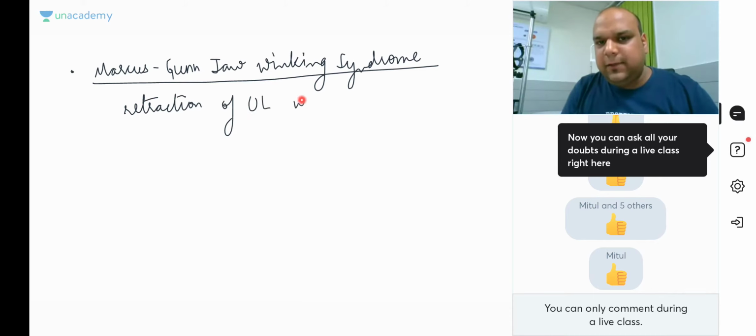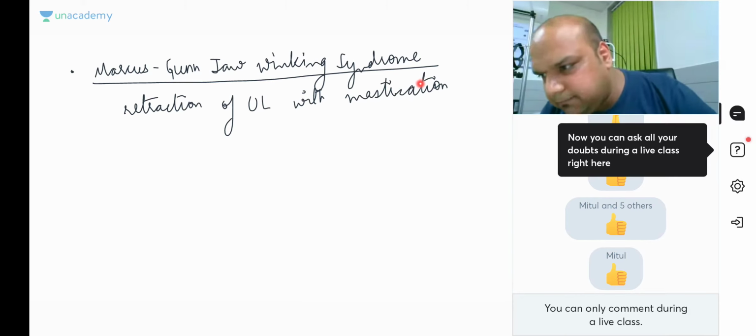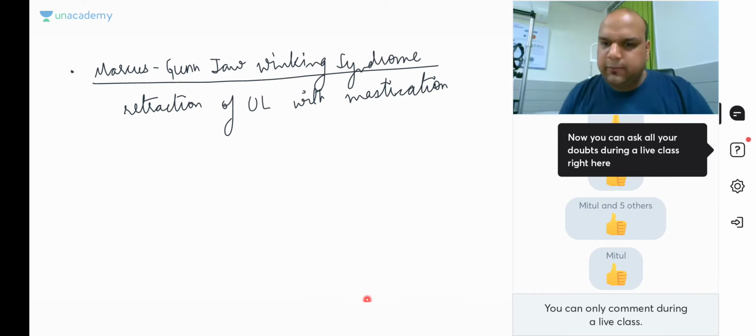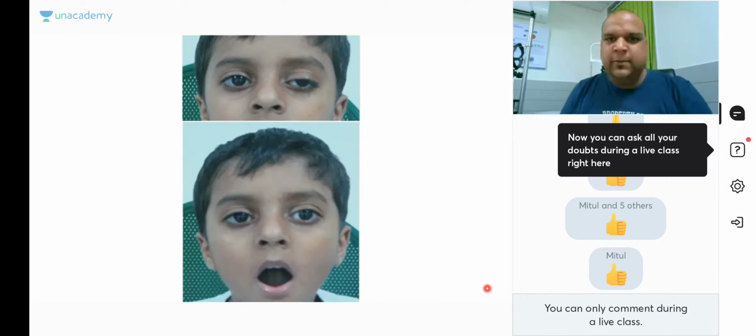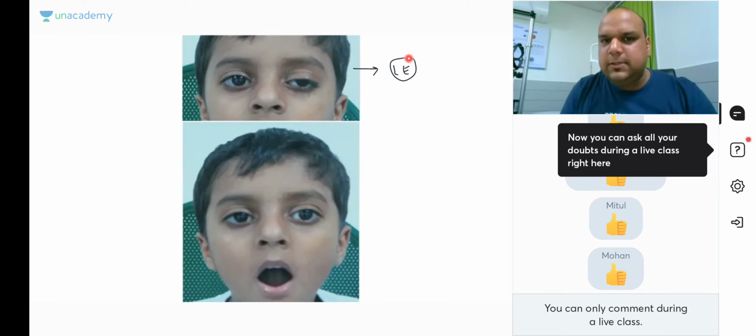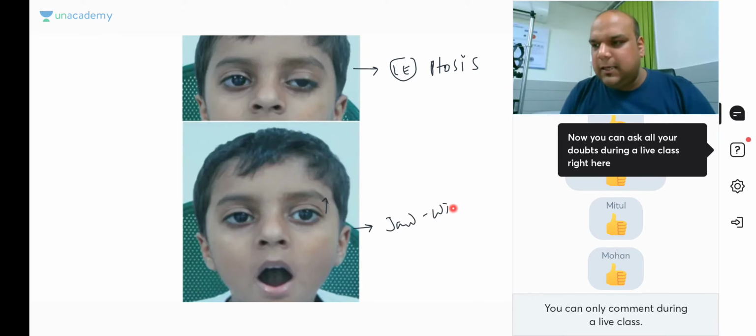Retraction of upper lid with what do you say, mastication. Yes, mastication. Now I'll just show you a photograph of this. Though I think this is ridiculously easy, all of you should have come across such a case. You can see that in this there is left eye ptosis. But as soon as the patient is masticating, the eyelid improves, jaw winking.